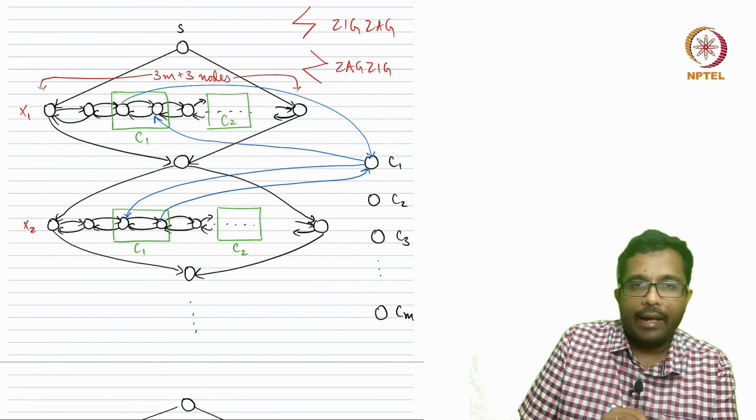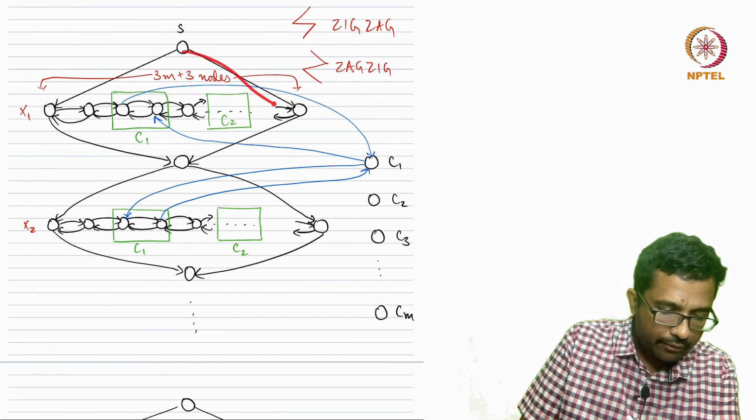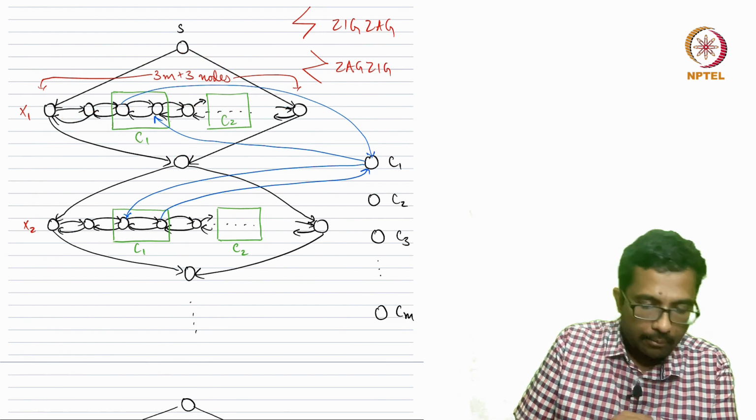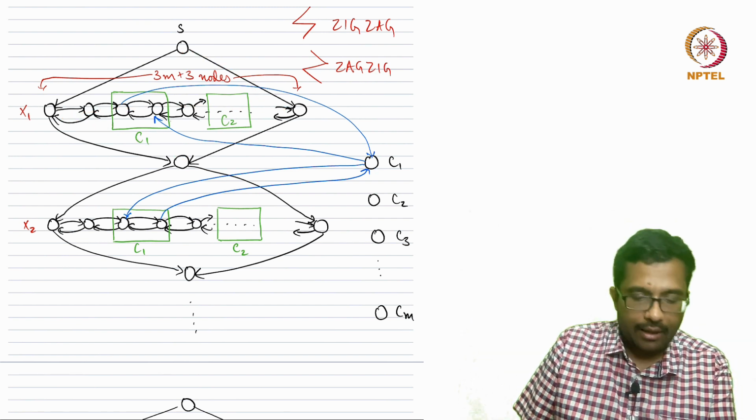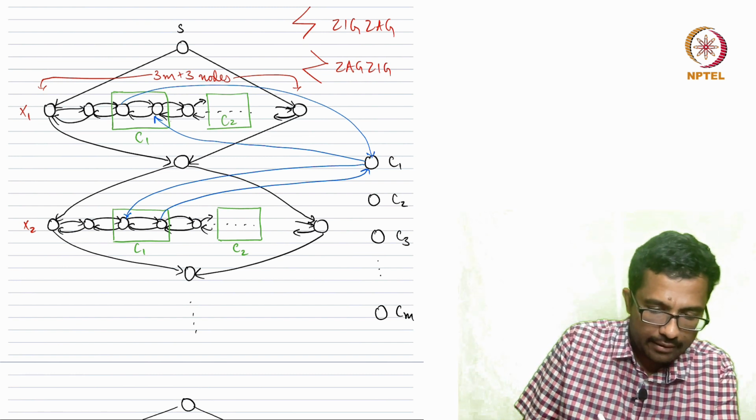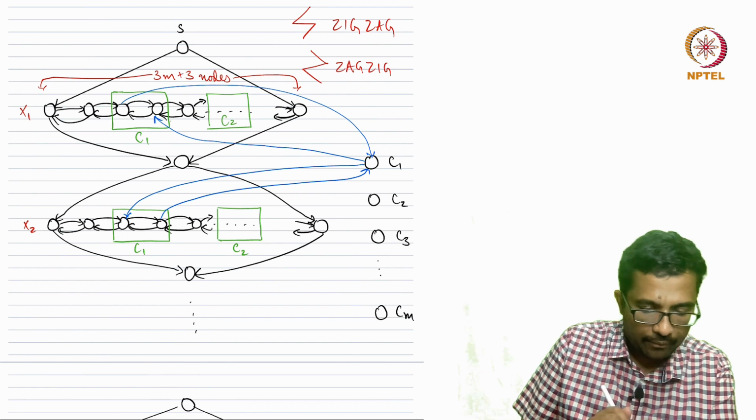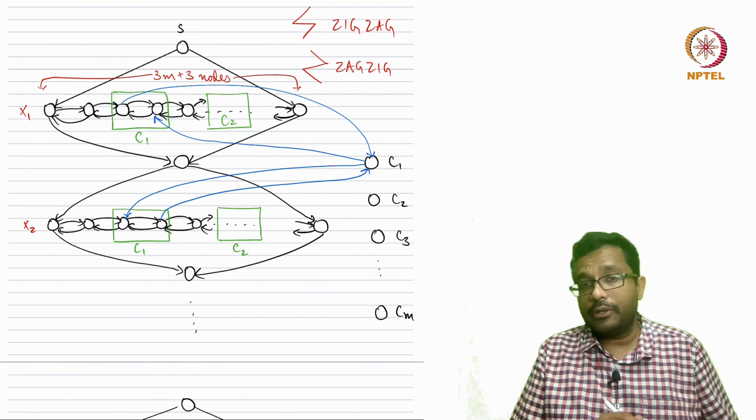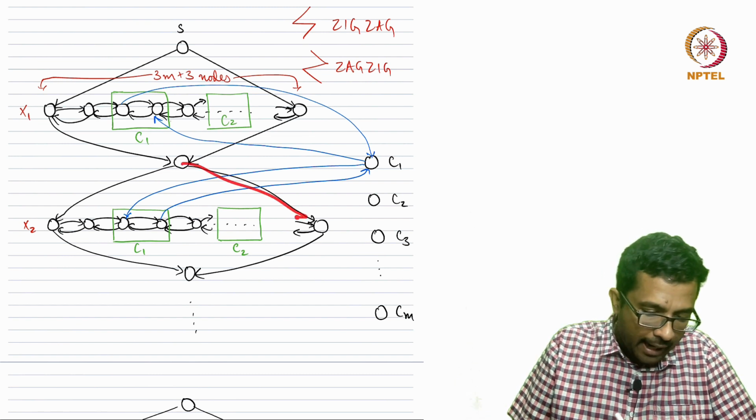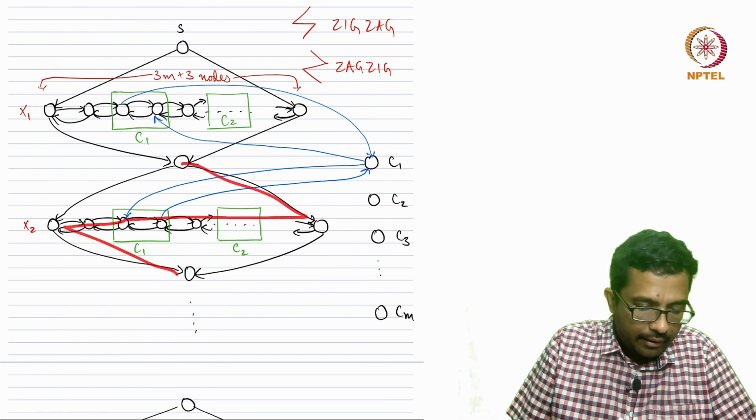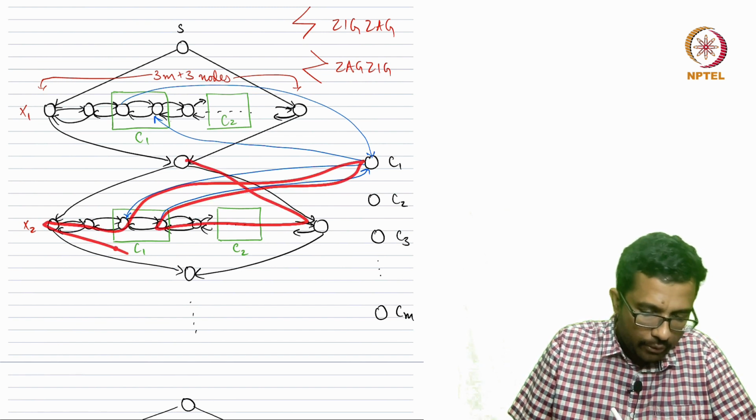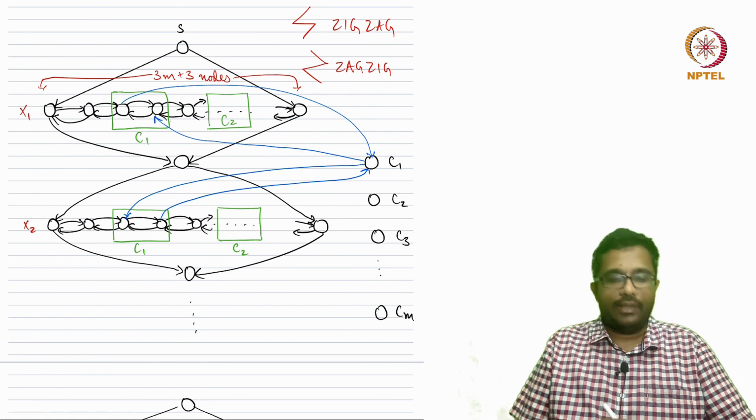But if x1 is set to false, then we would be zigzagging the other way and we cannot cover C1. But suppose C1 is covered by x2 complement, because x2 complement is there in C1. That's how this is connected. Which means x2 complement must be true, which means x2 should be set to false by the satisfying assignment, which means we will zigzag in x2, and when we zigzag, we can naturally visit C1 and come back and then continue our zigzag journey, right? We could do this.